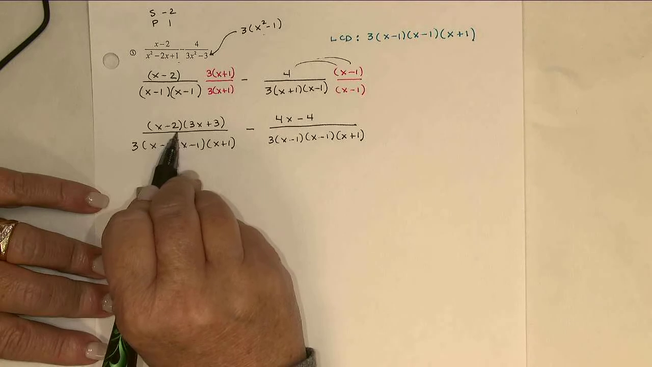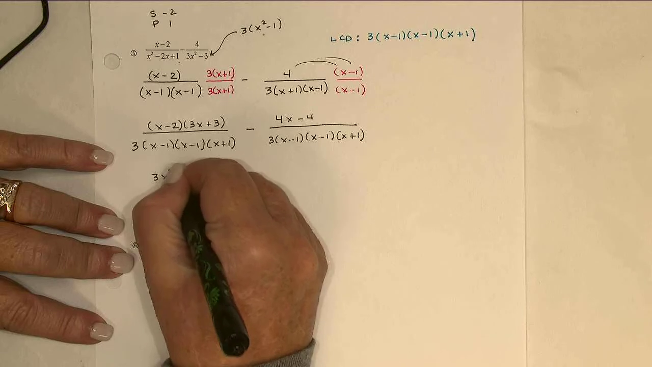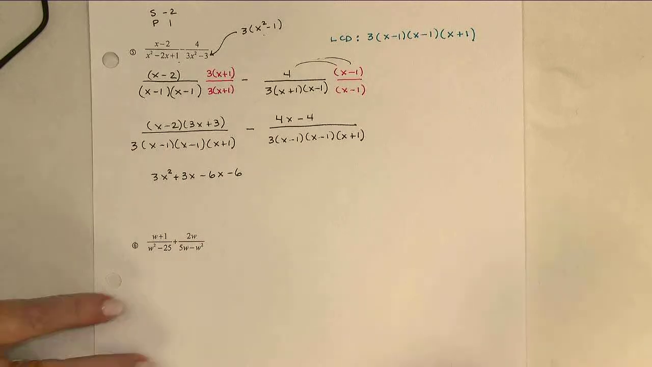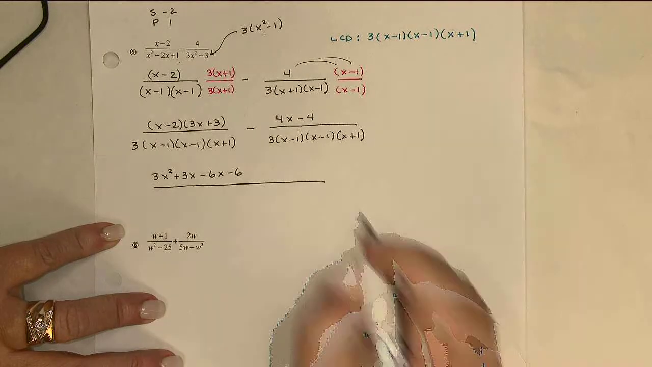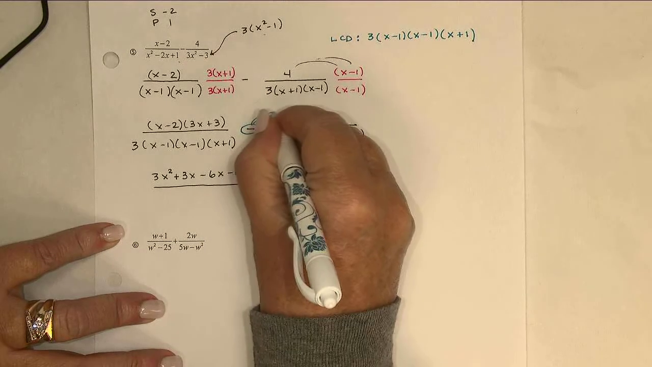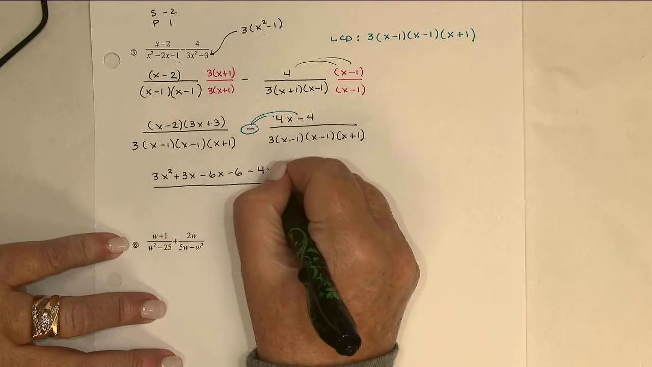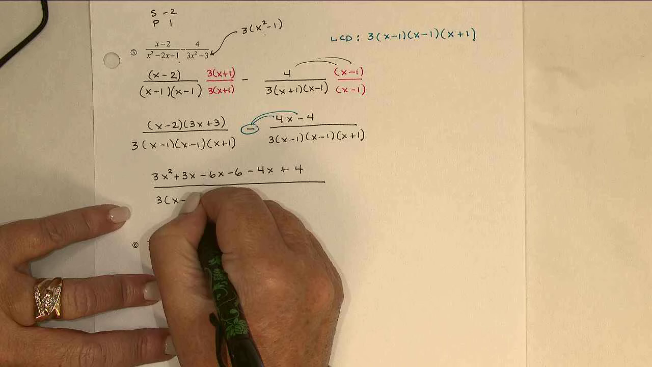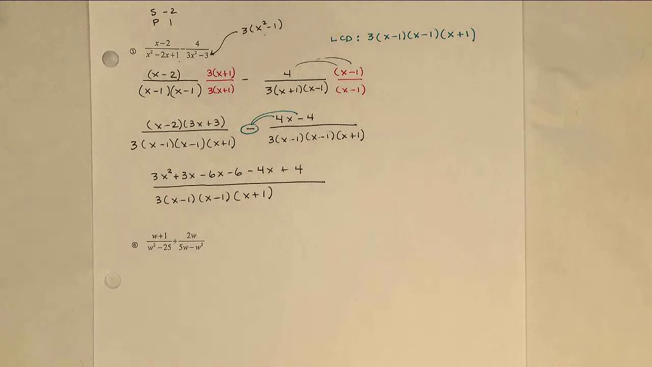I'm going to finish multiplying out up here, just FOIL. 3x squared plus 3x minus 6x minus 6. And I'm going to combine all this now into one fraction. Make sure that as you do this, since you're subtracting, that subtraction applies to both terms. So it will actually be a minus 4x, but a plus 4. All right, a lot of work to get to our LCD this time, but we're just about there now.